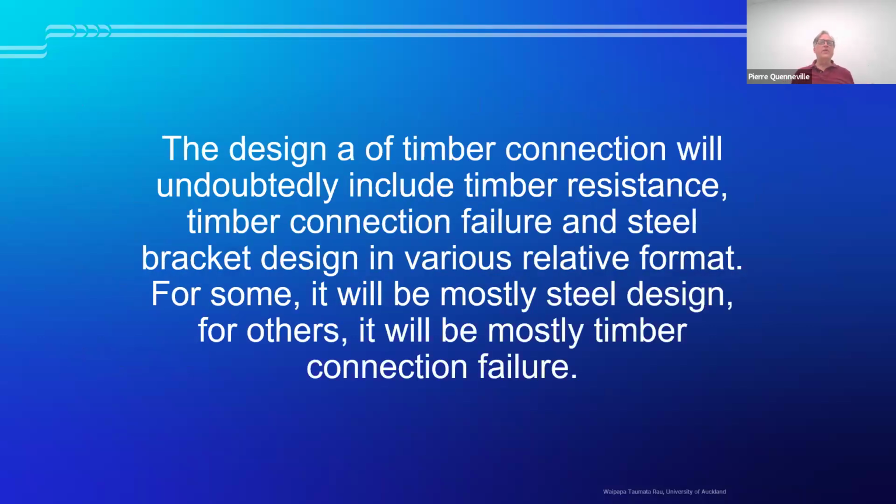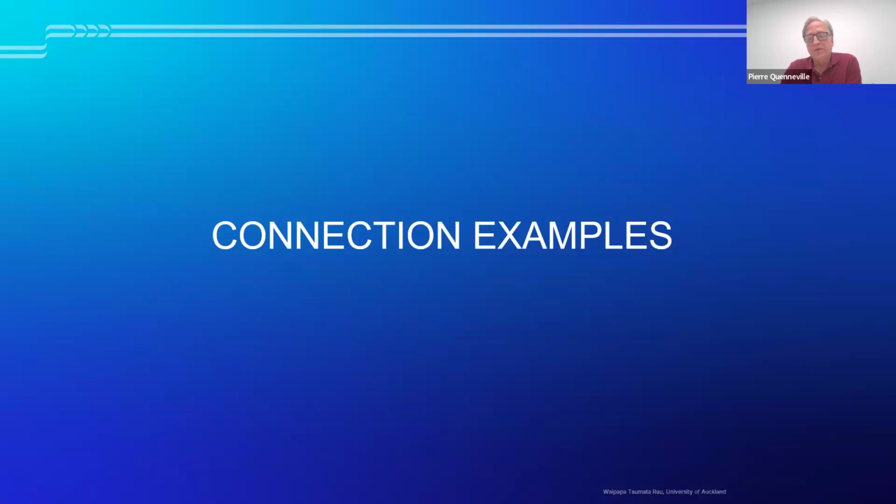So the design of a timber connection will always include different quantities of timber resistance, timber connection failure, and steel bracket design relative to each other. For some, it will be mostly steel. For others, it will be mostly timber connection failure. And I will show 4 different examples, if we have time, where the different quantities of timber behavior, steel design, and connection failures are involved. Always looking at the load path.